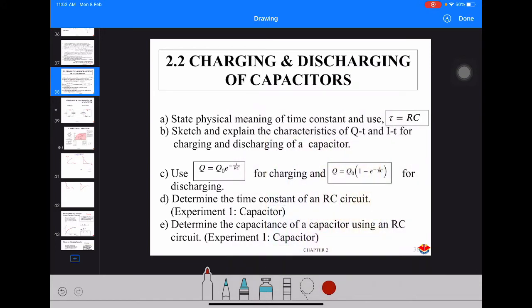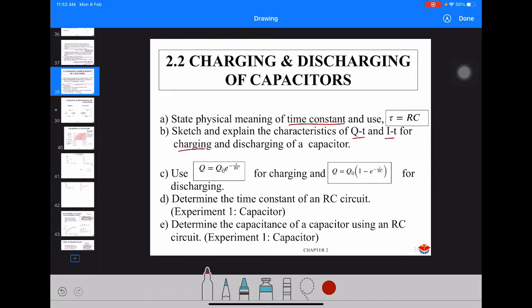So for this subtopic, you will learn about the physical meaning of the time constant. I think this one is quite a new quantity for you guys, a new term. And then you need to be able to sketch and explain the characteristic of the Q-t and I-t graph for charging and discharging of a capacitor.